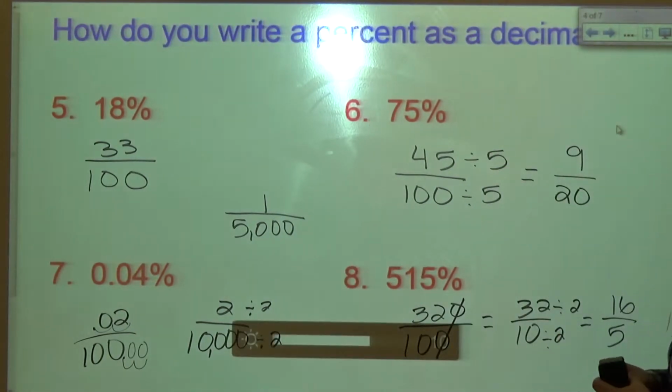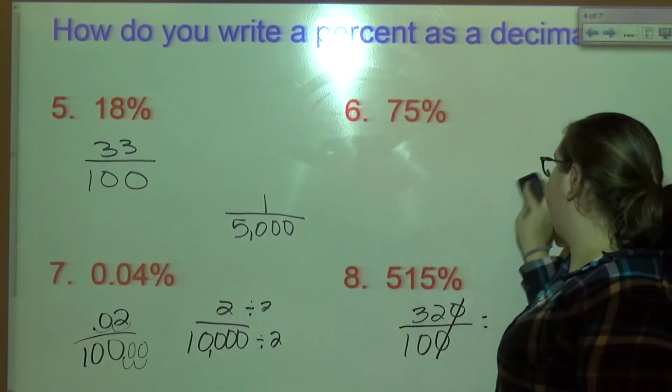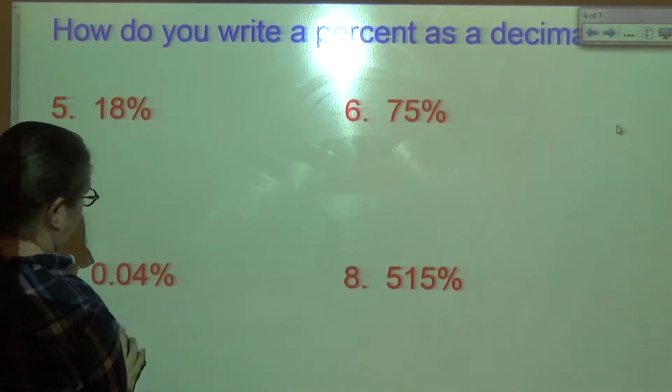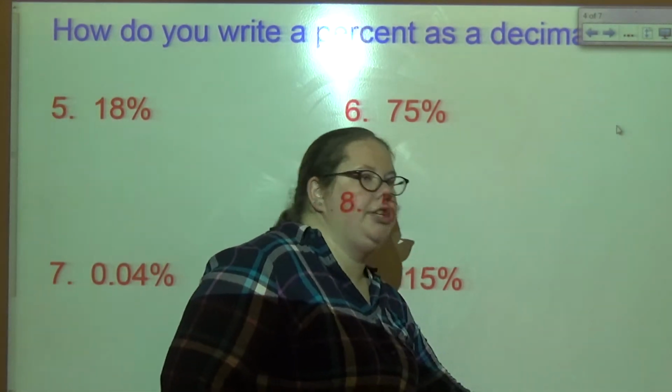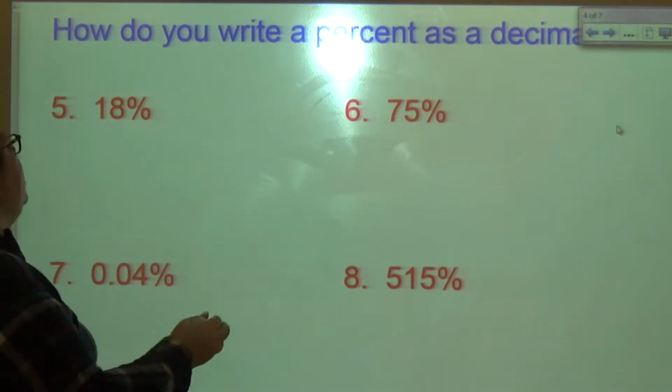So the next one, we're going to write a percent as a decimal. Now there's 2 ways to do this. Personally, I think the easiest is to just move the decimal. All right. Think about decimals for a second.